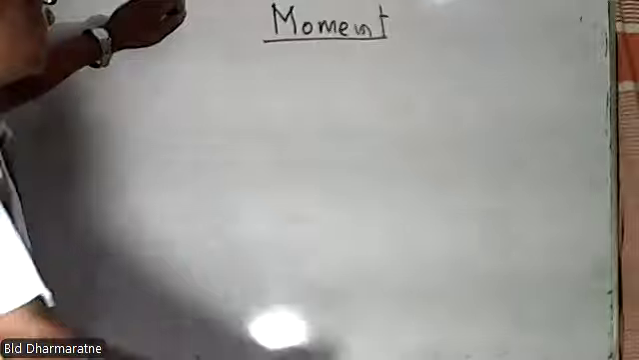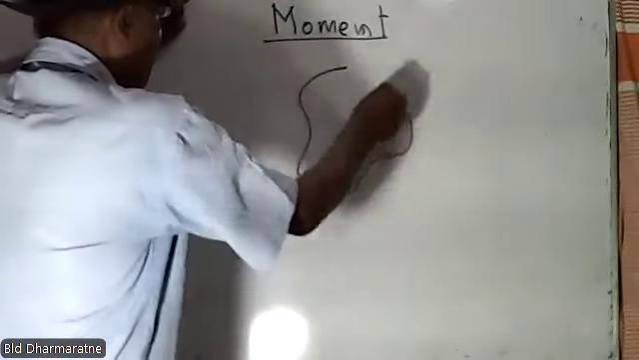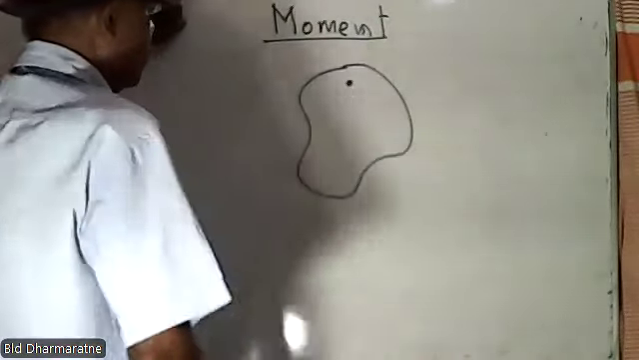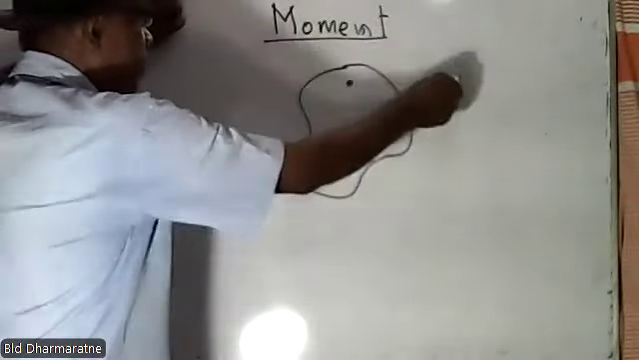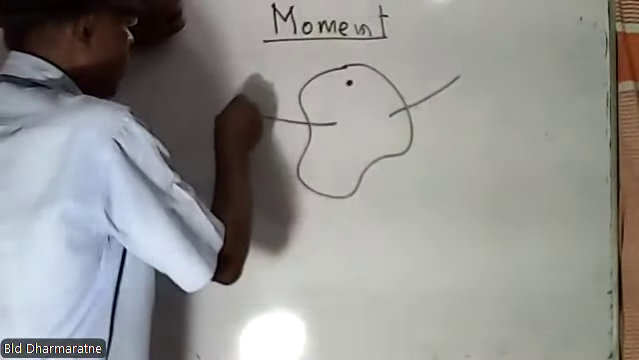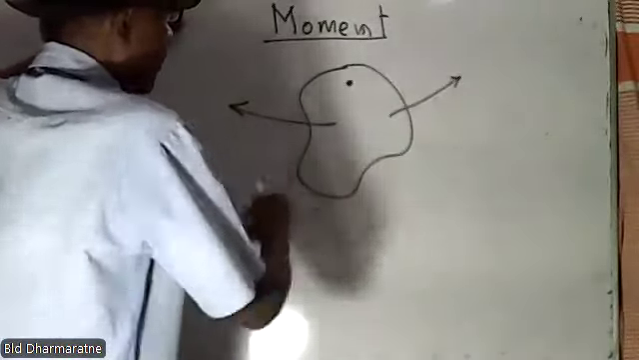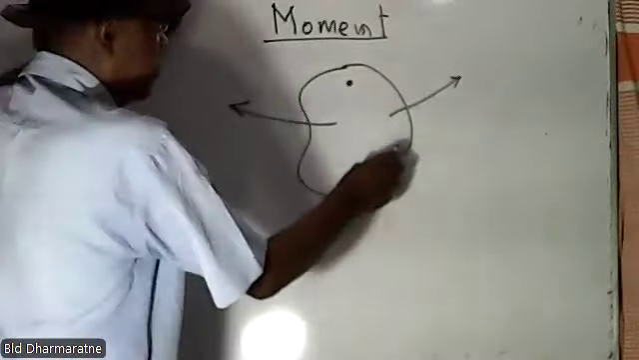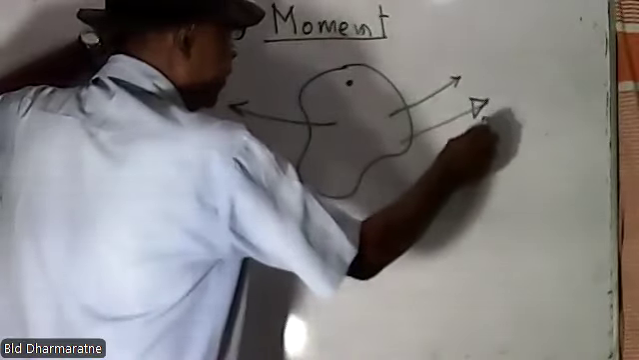This one is a lamina that is fixed at a fixed point. It is suspended at the fixed point like a nail, so it can move freely in this direction. Now we apply the force F in this direction.